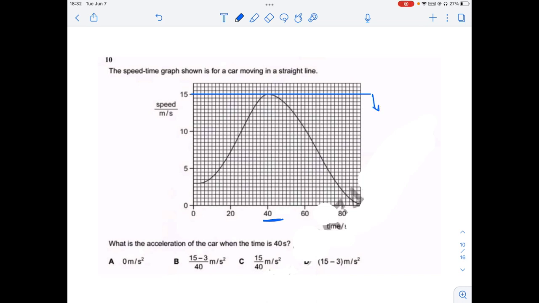Anything which is parallel to the x-axis, what is the slope? The slope or the gradient is going to be nothing but 0. Slope of a speed time graph is acceleration. So acceleration is equal to 0. So which option is the correct option? Question number 10, for that, option A is the answer.